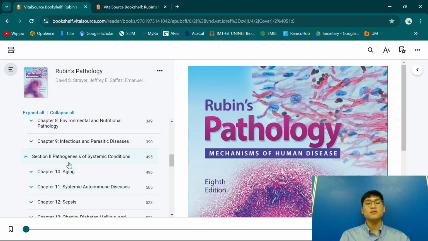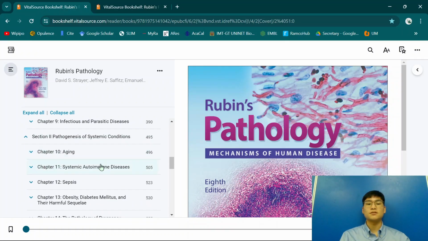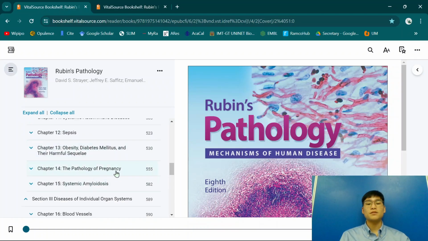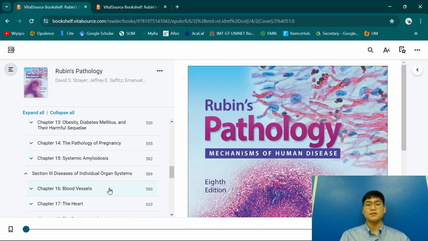So under the next section, pathogenesis of systemic conditions is where the pathogenesis is seen under the systems, such as aging, systemic autoimmune diseases, sepsis, which is an infection, obesity, diabetes, and harmful sequelae, pathology of pregnancy, so this is what happens during pregnancy, and systemic amyloidosis.